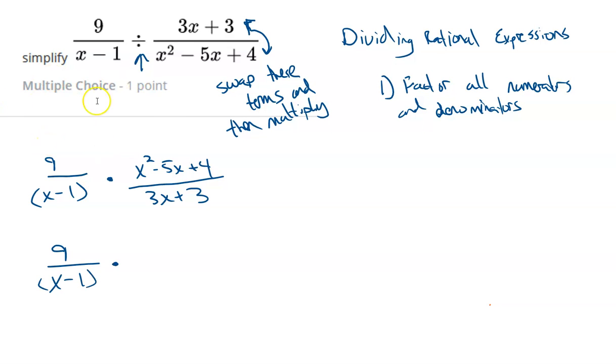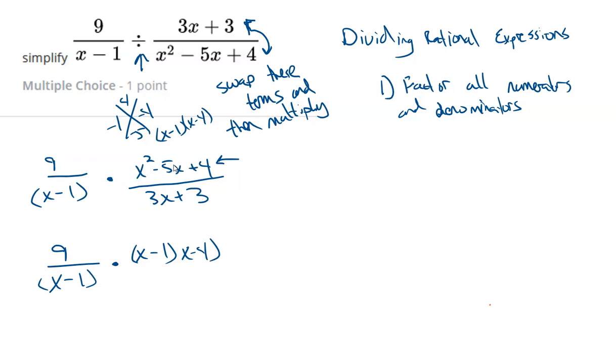Now these two both factor. This top one right here, I'm going to do an x method up here. I'm going to factor: what two numbers multiply to 4 and add to -5? That'd be -1 and -4. So this one right here factors into x minus 1, x minus 4. So I'm going to replace that with x minus 1, x minus 4, and rewrite it down here.